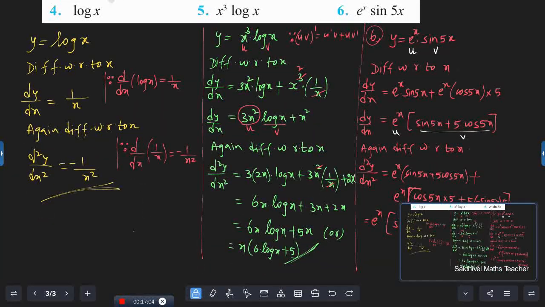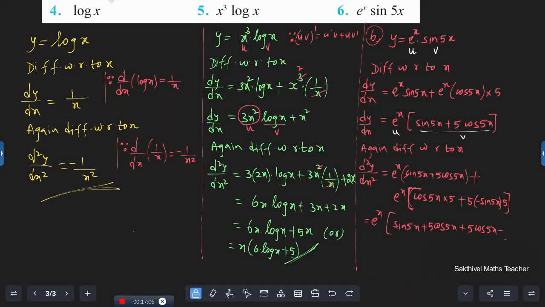So what I am getting, let's see, 25 sin 5x. Is there anything possible to cancel, subtract or add? So e power x sin 5x, this one when you do, I am getting 24, but this together you can add: 10 cos 5x minus 24 sin 5x. That's it, this is our final answer for the sixth one.